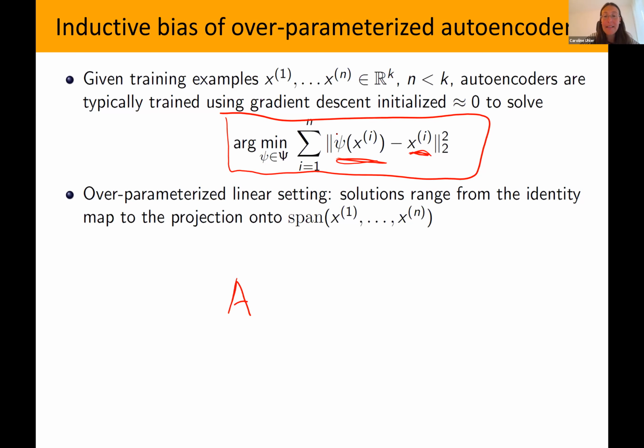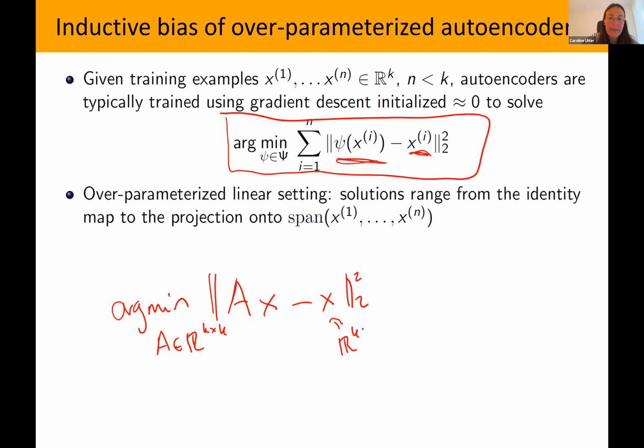It's actually, and I just have one training example. So then what I'm trying to solve is the following problem: the minimum over A of the 2-norm of Ax minus x, squared. Here A is in R^{k×k}, and x is a vector in R^k. So this is what I'm trying to solve.